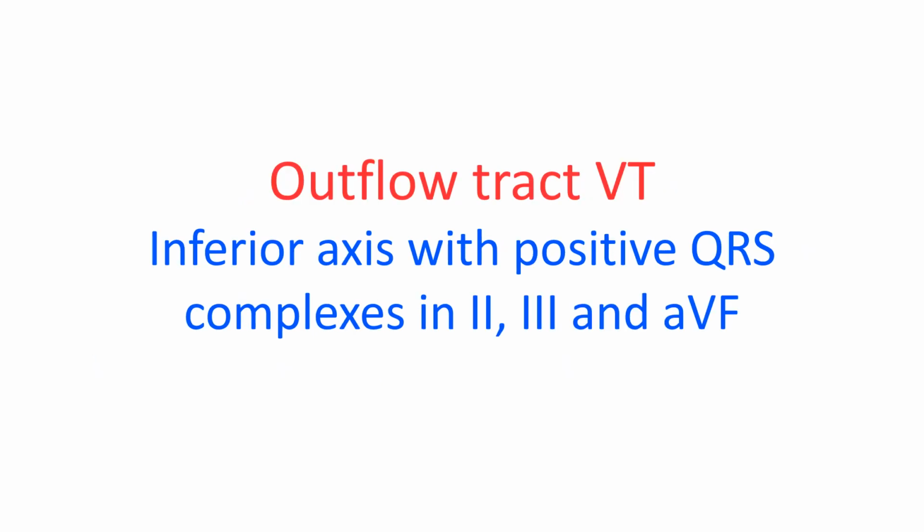Outflow tract VT is the commonest variety in those without structural heart disease. In general, they have inferior axis with positive QRS complexes in 2, 3 and aVF. Close anatomical relationship of posteroseptal RVOT with LVOT, distal coronary sinus and coronary arteries makes differentiation from surface ECG challenging, though important while planning ablation.